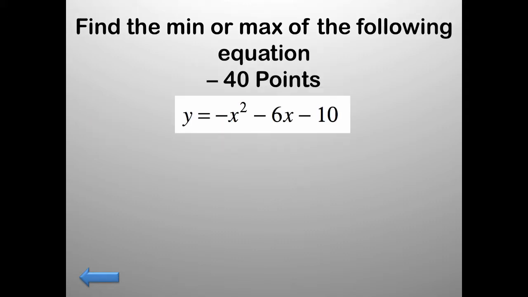I would follow the same procedure, only this is a negative 1, so it's automatically going to have a max. I would find the vertex, which is going to be negative 3, negative 1, and then I'm going to have a max value of negative 1.